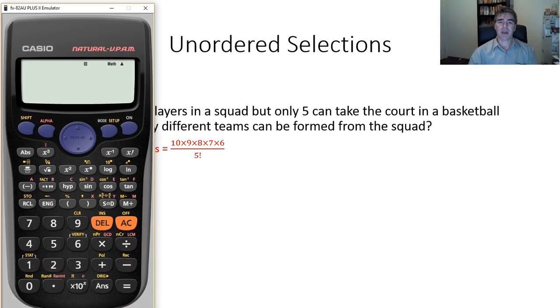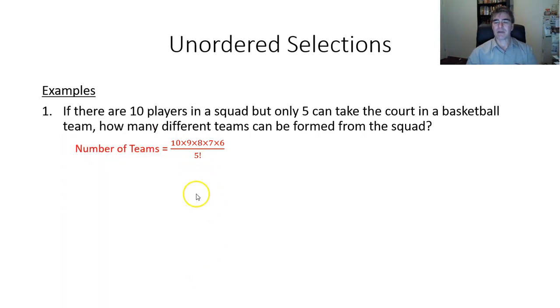Now, 5 factorial just means 5 times 4 times 3 times 2 times 1. If I look on my calculator, this Casio has a factorial button just here, and I can press 5 and that, and equals, and 5 factorial, so 5 times 4 times 3 times 2 times 1, is actually 120. So it's quite useful to have that factorial button so that you can save a little bit of working out time. And when we do that, we end up with 252 different teams that can take the court. But again, we can use our nCr button.